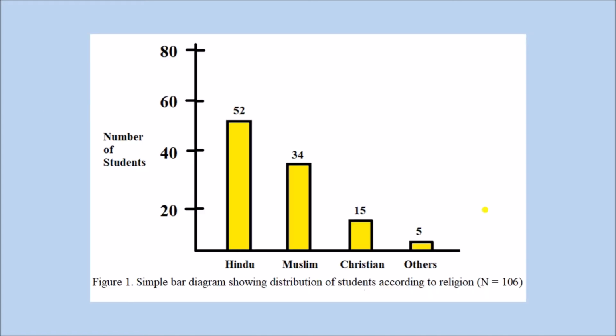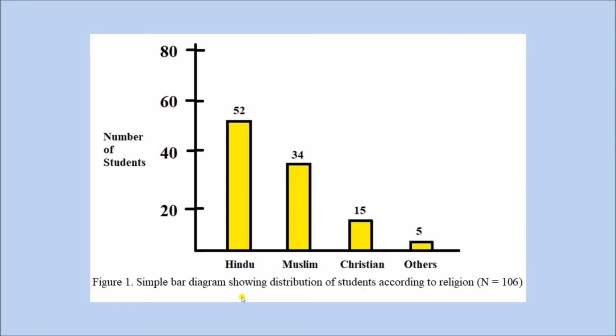Now let me show you an example here. So this is figure 1, the simple bar diagram showing the distribution of students according to religion. Of course, here also we are supposed to write the number of subjects being represented in this figure. So we have 106 students and they have been distributed according to their religion. So we have the religions in the x-axis, Hindu, Muslim, Christian and others, and in the y-axis we have the frequency, that means the number of students in individual religion.